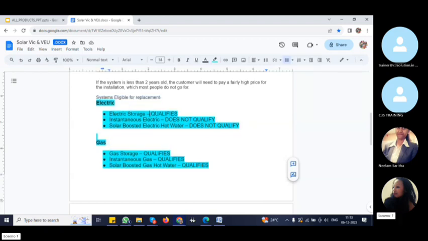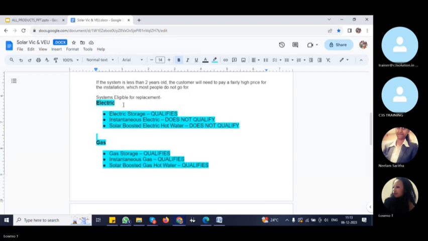So when it comes to the system in specific, and when I say systems, it's nothing but the hot water system that I'm referring to. The customer might have electric, gas, or solar. We all know that, right? At least to that extent, everyone is clear. The customer might have an electric hot water system, a gas hot water system, or a solar hot water system.